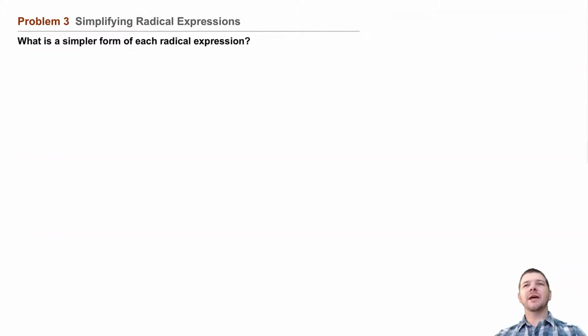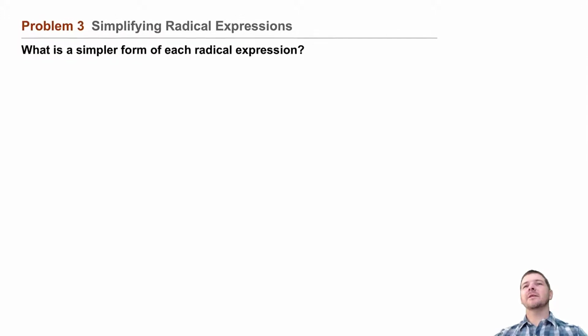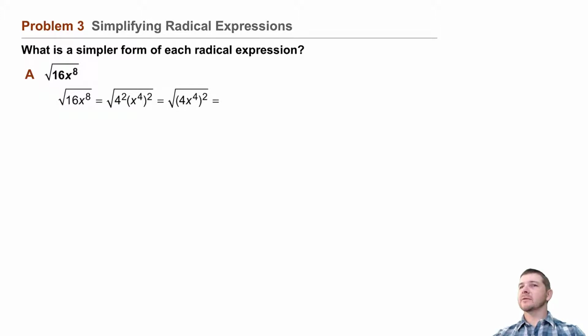Problem 3. Simplifying radical expressions. What is a simpler form of each radical expression? Part A. The square root of 16x to the 8th power. Well, we can rewrite the square root of 16x to the 8th power as the square root of 4 squared times x to the 4th power squared. And that's equivalent to the square root of 4x to the 4th power squared.